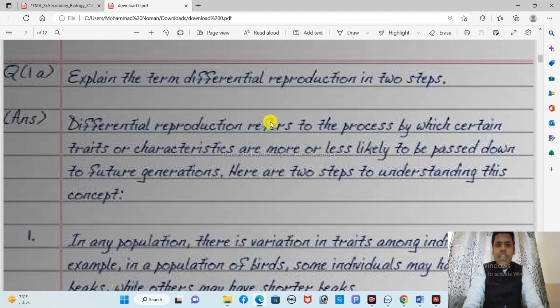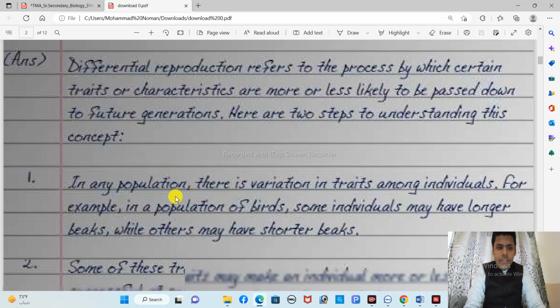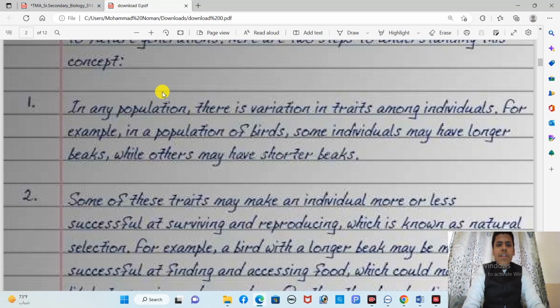Differential reproduction refers to the process by which certain traits or characteristics are more or less likely to be passed down to future generations. Here are 2 steps to understanding this concept. Number 1. In any population, there is variation in traits among individuals. For example, in a population of birds, some individuals may have longer beaks while others may have shorter beaks.